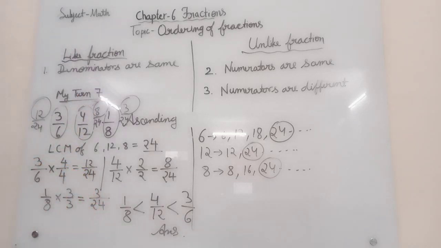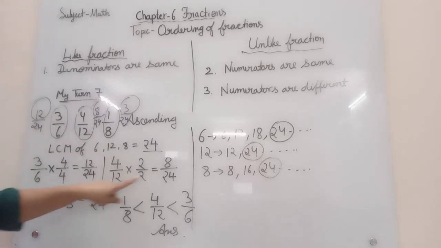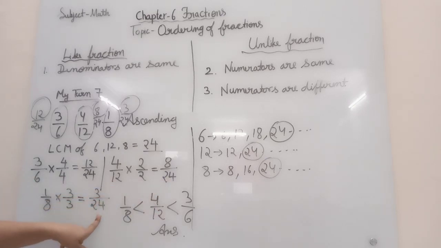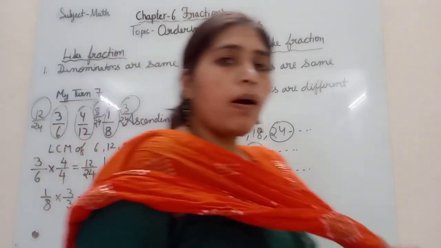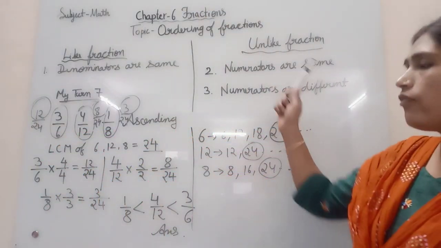Got it? So if the third condition applies, if the numerators and denominators both are different, that time you have to convert these fractions into like fractions. And how will you convert? You have to find the LCM of the denominators, then convert these denominators into the LCM. Okay, got it? Then easily you can compare. So this is all about how to do ordering of fractions.